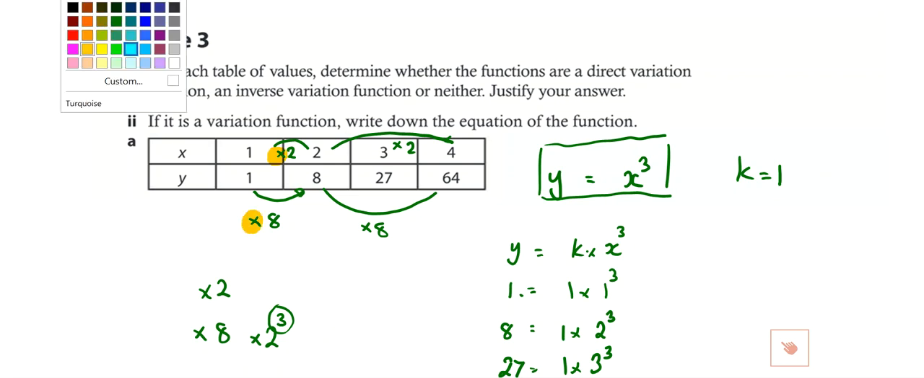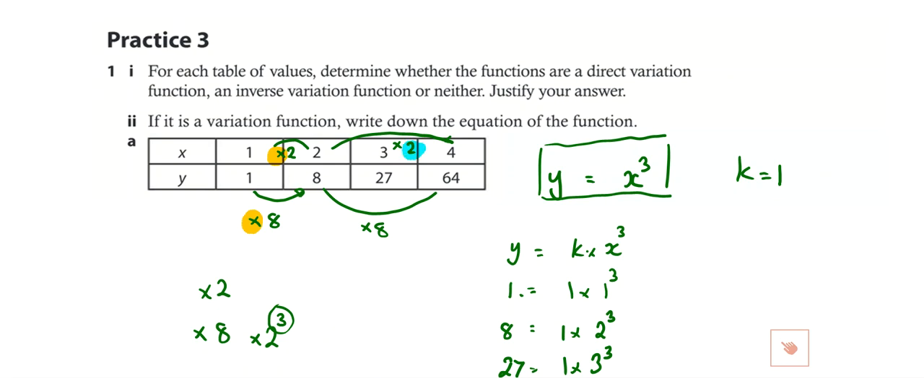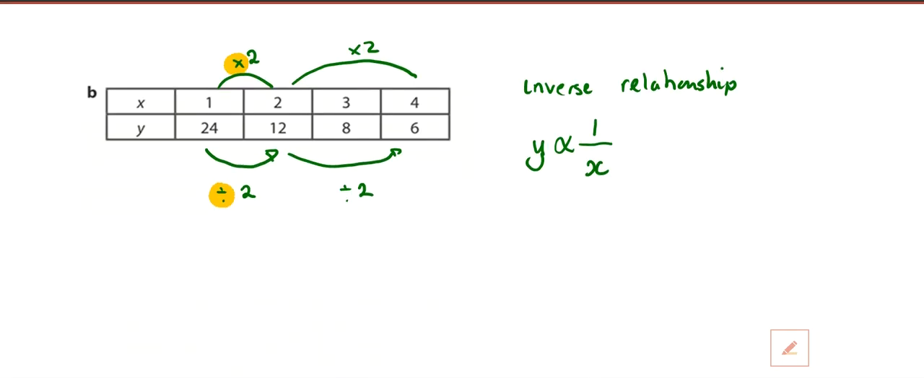But what we knew on this one was that this one was a 2 and this one was an 8. So we had to figure out the cubing thing. But with this one, what do we notice? This is times and divide, so we know it's inverse. This time it's a 2 and a 2. So is there any cubing or squaring or anything? No. So I can just write y is inversely proportional to x.